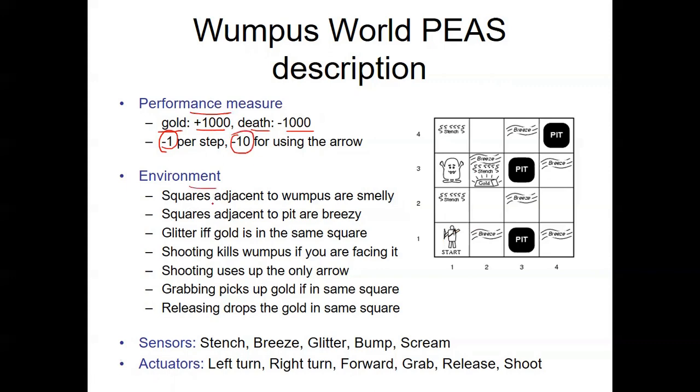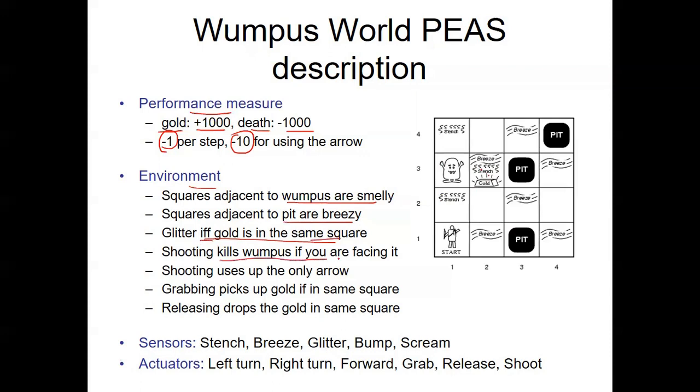And this is the environment specification. Squares adjacent to the Wumpus are smelly, that is the stench. Squares adjacent to a pit are breezy. And glitter if gold is in the same square. So if the agent enters this square, how does the agent know that there is gold? There will be a glitter, but only within this room. So if the agent enters the room and there is a glitter, then the agent will understand that there is gold, right? Glitter if and only if gold is in the same square.